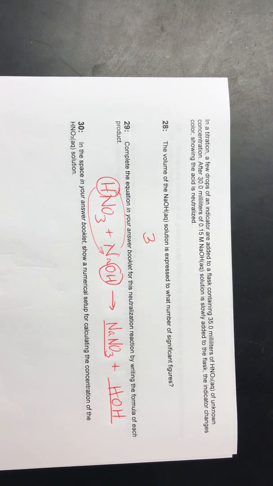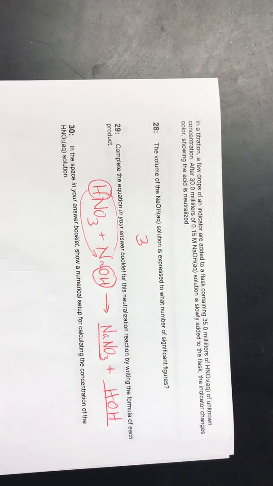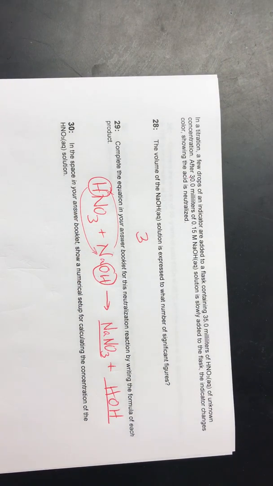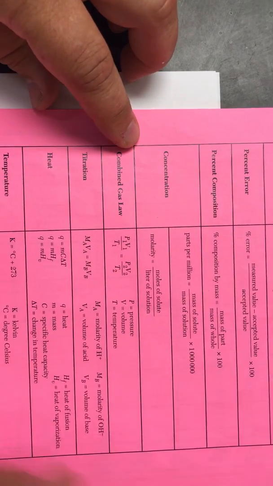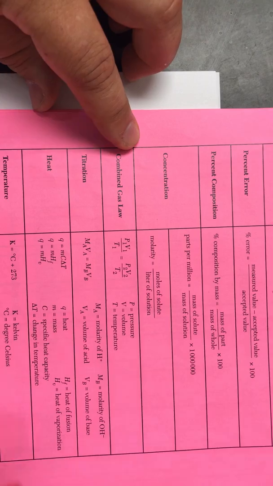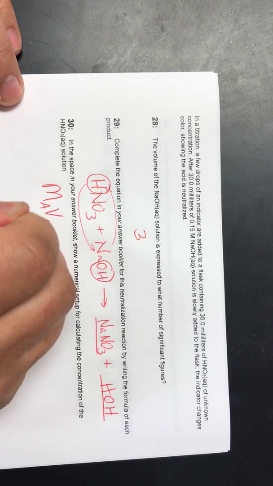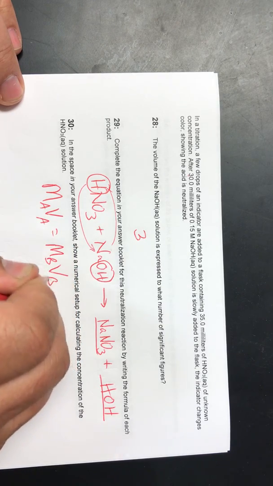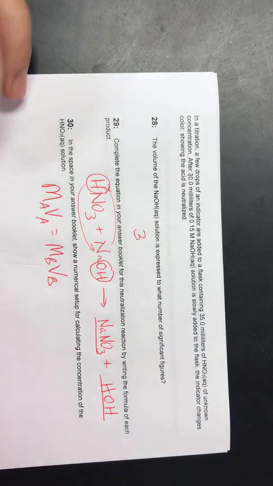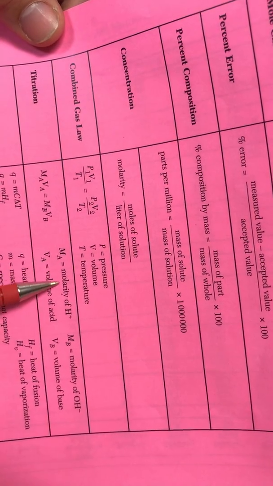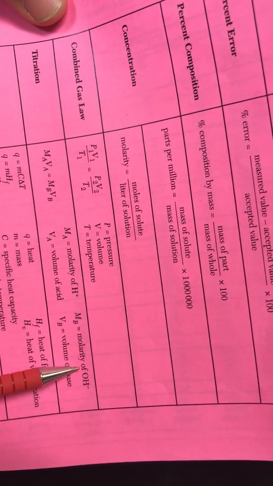Number 30, in the space in your answer booklet, show the correct numerical setup for calculating the concentration of HNO3. Okay, so this is a formula that's in our reference tables. So this is a titration. It tells you titration. If you go into your reference tables on the back where we have formulas, there's a titration formula. So that's what we're going to use. M sub A V sub A is equal to M sub B V sub B. Now, if you look at the reference table, it does tell you that M sub A is molarity of the H plus ions and M sub B is molarity of the OH minus ions.